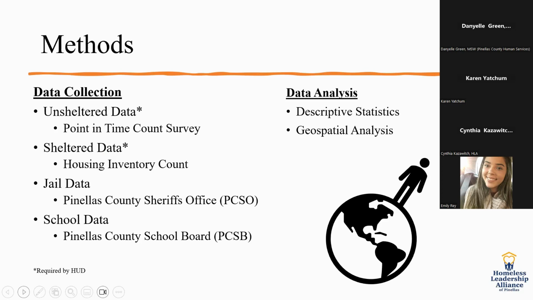So the point in time count, the report includes 4 different data sources. The unsheltered data, which is the survey that we were discussing earlier, where people go out and actually count and survey individuals who are unsheltered. The shelter data comes from the housing inventory count, which is an inventory of the providers in the community. Those two are required by HUD. However, the jail data and school data are not.